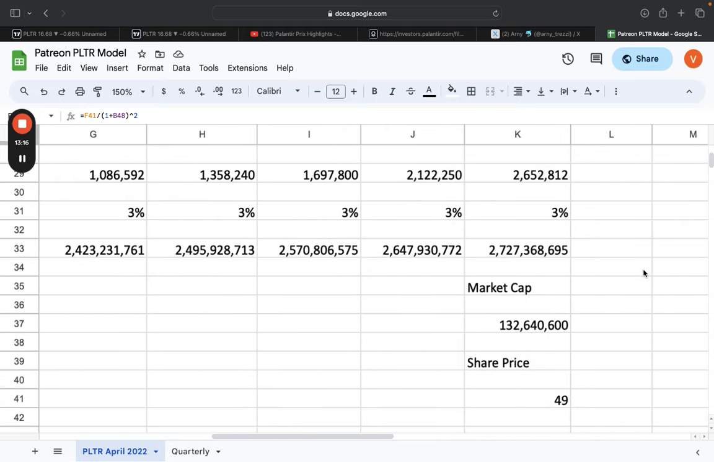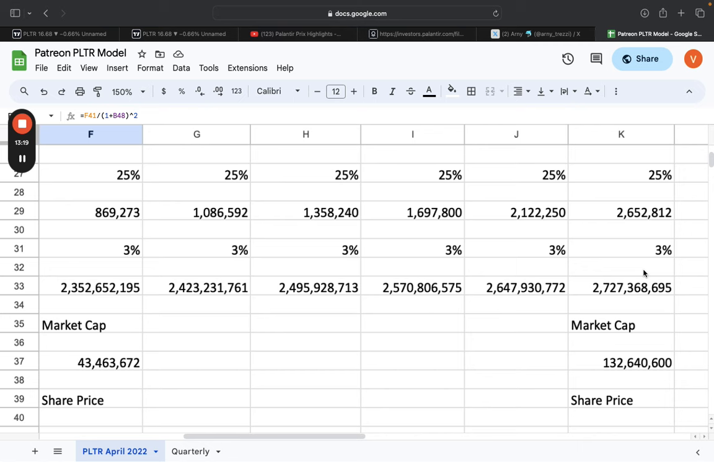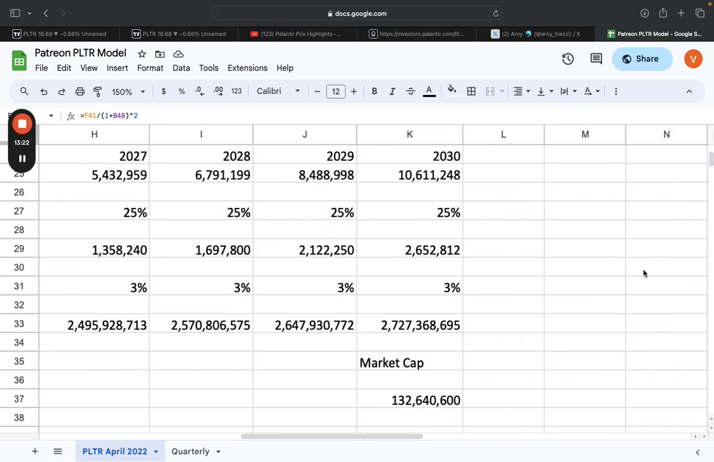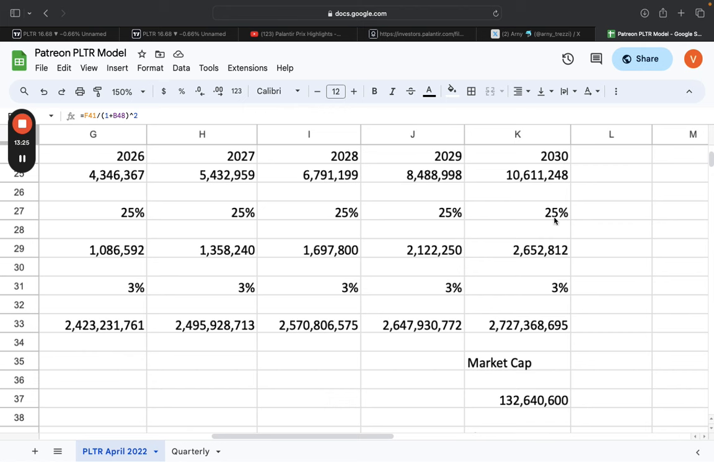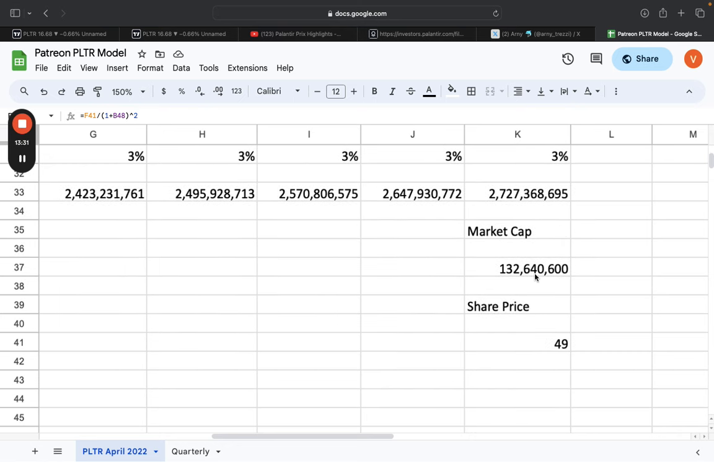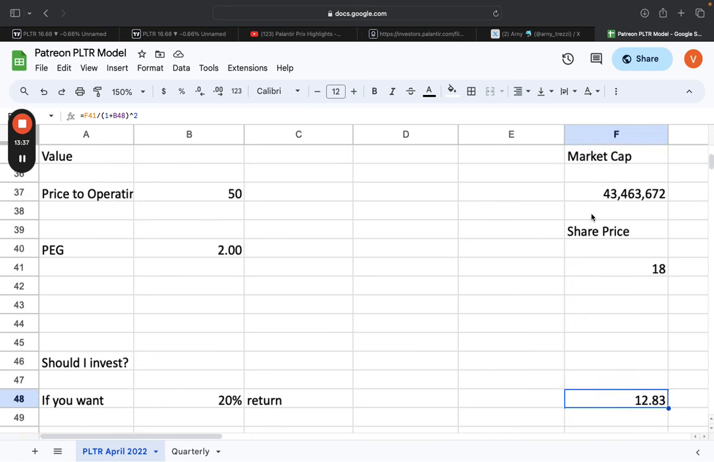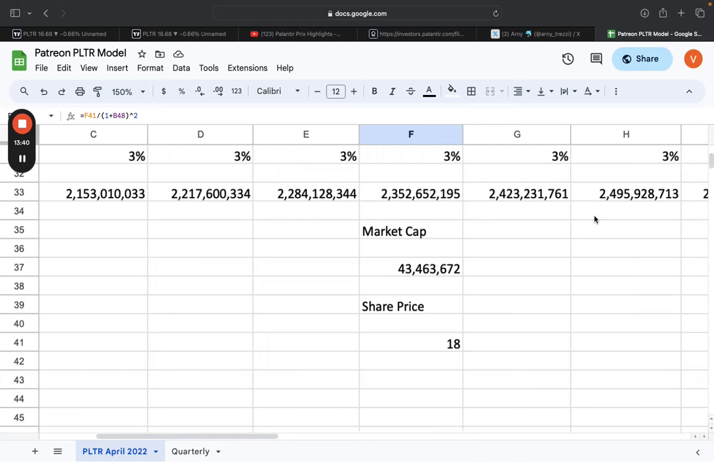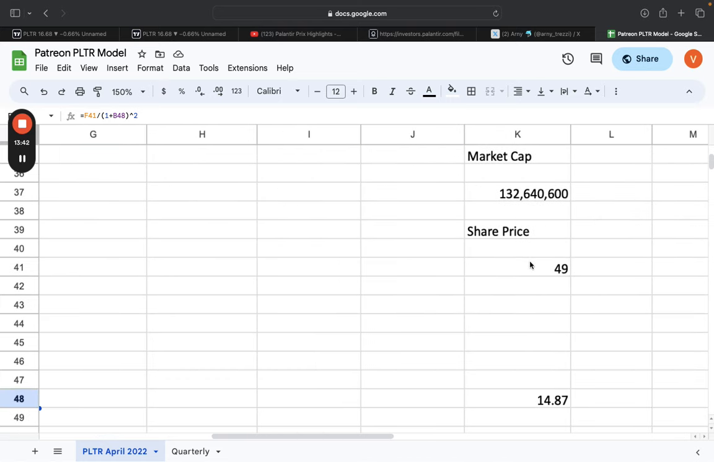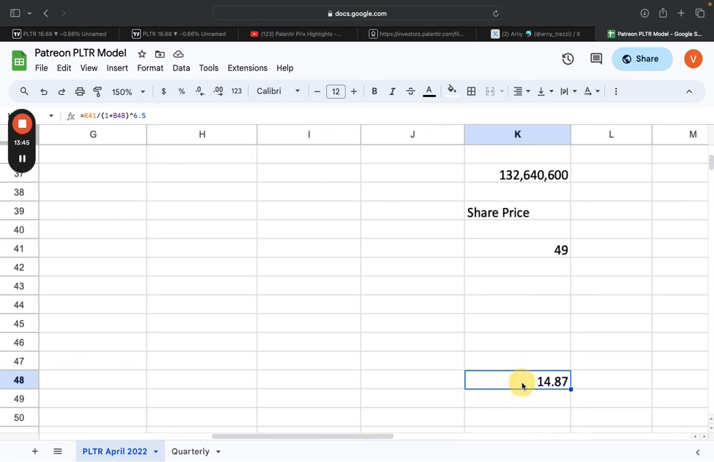If you want to hold the stock for the same assumptions, you can see if they keep growing 25%, they will come to 10 billion in income. 25% adjusted margin is 2.6 billion on that. And if you times that by a free cash flow multiple of 50, which also you can debate if that's the correct number or not, then you will get a share price of 49, and you would have to buy the stock at 14.87 to have a 20% return every year up to 2030, which is a fantastic opportunity, okay?